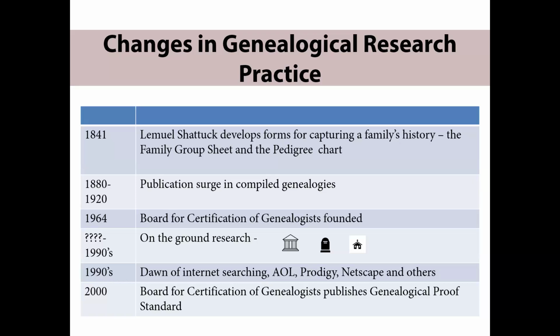Now, approximately in the 1990s is when we start seeing the internet taking off, when we start to be able to use search engines and even sites like AOL and Prodigy and Netscape and others to do some of that internet research. And over time, the internet has actually replaced a lot of boots on the ground. A lot of us will turn to doing genealogy research online first because in some cases, a lot of the records are already available there for us.